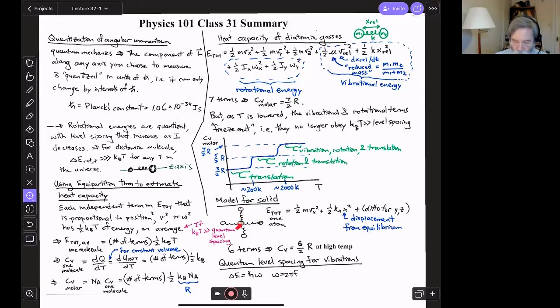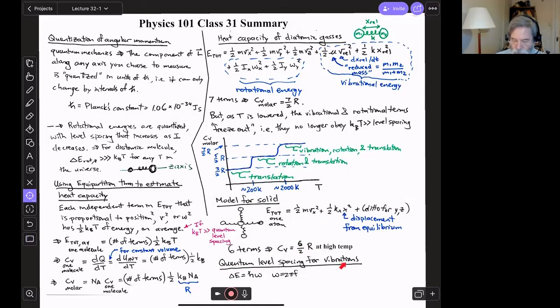Then we started talking about modeling a solid. So in our model, each atom is connected by spring forces to the surrounding atoms, and so it vibrates back and forth in the x and y and z directions. So let's say for the x direction, there would be 2 terms in the energy. This one is proportional to a v squared. This is proportional to a position squared. So each of these 2 terms at high enough temperature, at least, is going to contribute 1/2 R to the heat capacity, and there are 6 terms, so a total of 6/2 R at high temperatures.